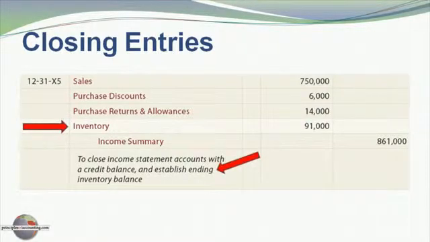And notice I'm throwing in one more item. I'm debiting inventory $91,000. In a previous module, we looked at an income statement and we saw this company had $91,000 of ending inventory. So here I'm establishing that ending inventory with a $91,000 debit to the inventory account. I'm crediting $861,000 to income summary.